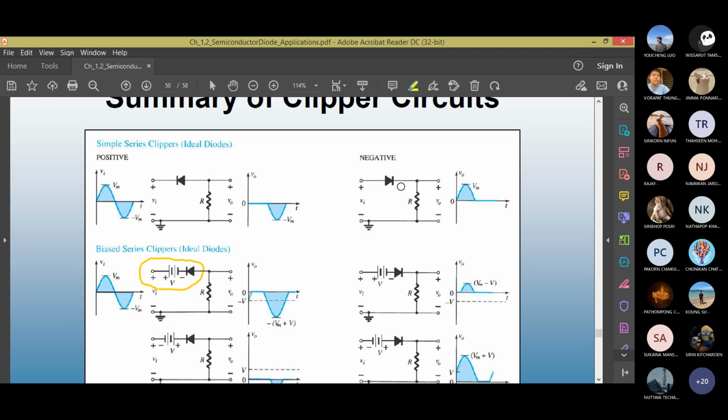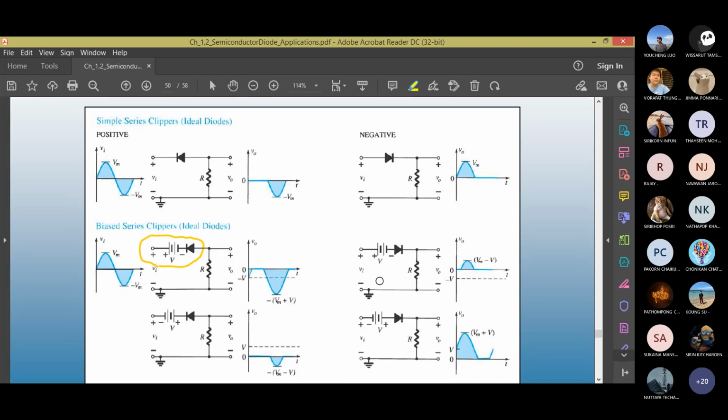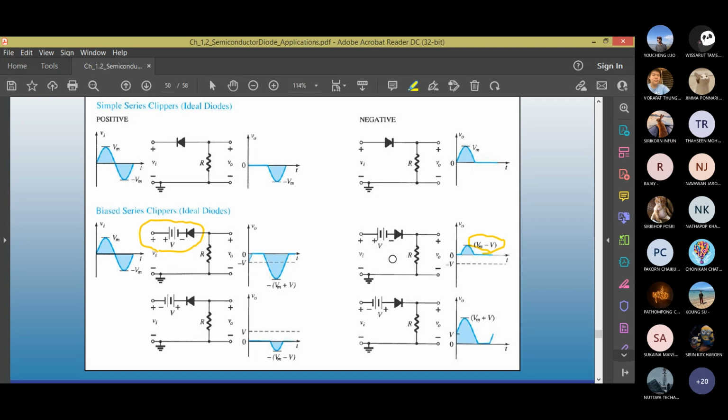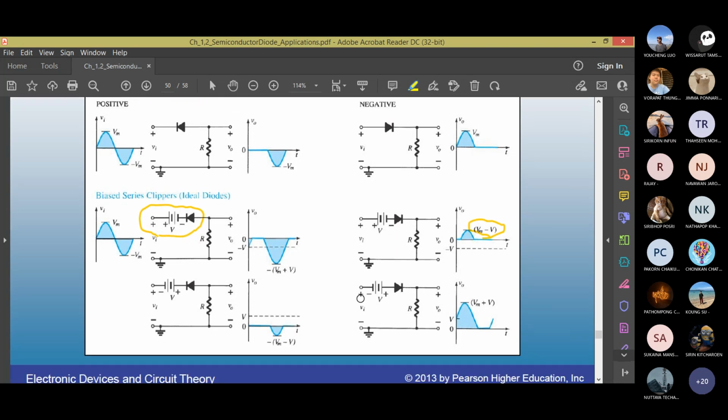What about this one? Positive half cycle is on, negative is off. It will be Vi minus V, the value, or Vm minus V. As you can see from this generic equation for positive half cycle, negative half cycle, that is off. Here, on the input side, it will be Vm plus V when you change the polarity of the DC. So you have a larger peak.